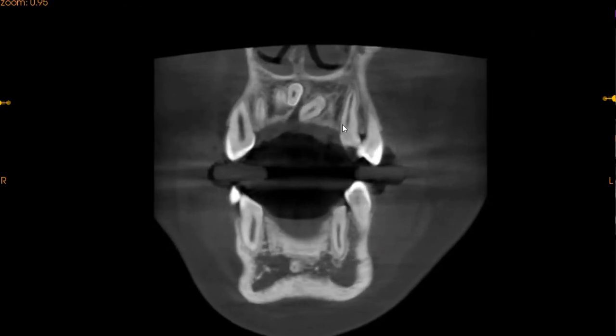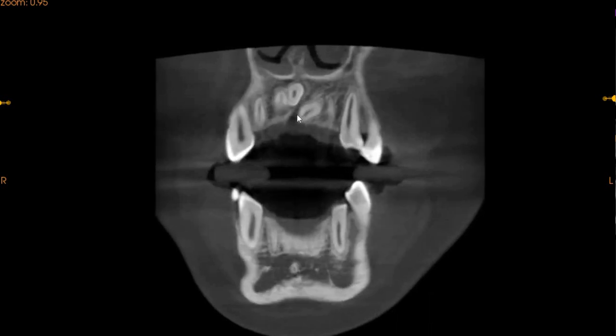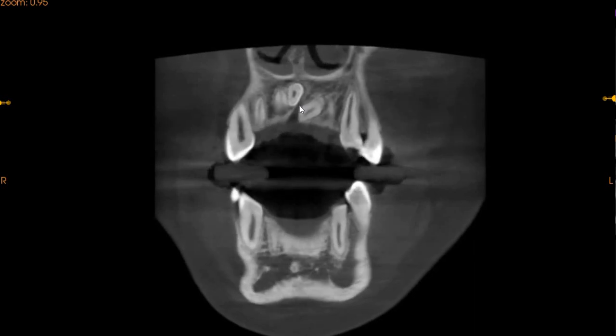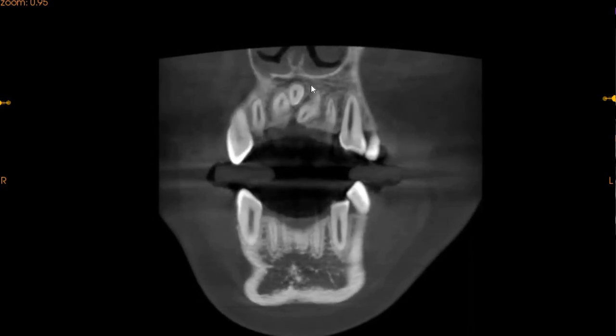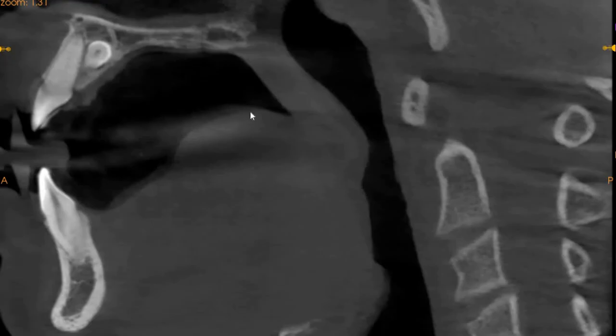On the coronal view, we can see that these are fully developed teeth. They have complete apices, which have been closed. They have crown structures. They resemble incisor morphology, and we can see that they are in the upper premaxillary region. Now, this is the sagittal view.